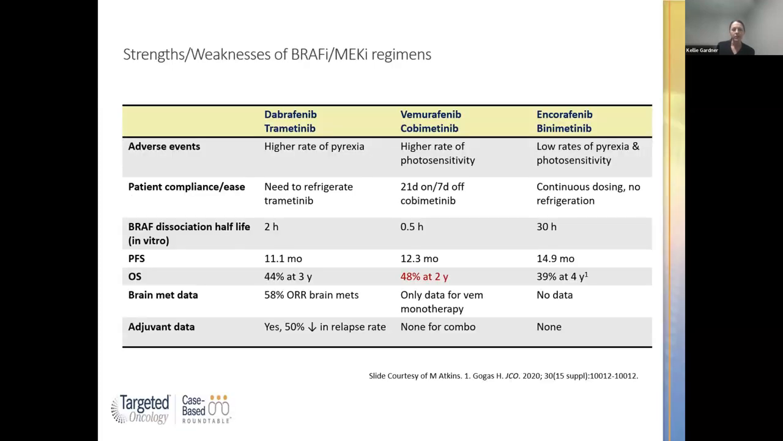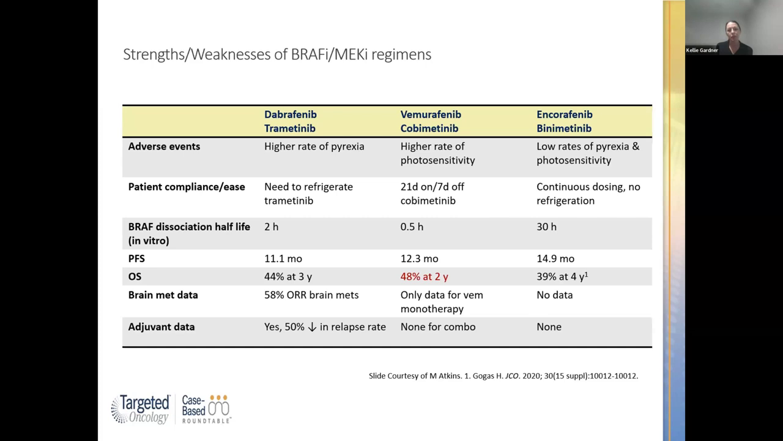Here are the 3 approved drug combinations and some of the pros and cons to each. With the dabrafenib, we see a higher rate of fevers. But we do manage side effects with the BRAF-MEK drugs differently than we do with immunotherapies, because this is not an immune response causing the side effects. Usually a drug hold is sufficient. And if you have fever, starting acetaminophen or ibuprofen would be indicated in the short term.